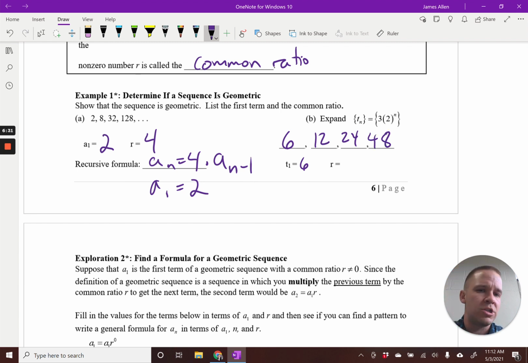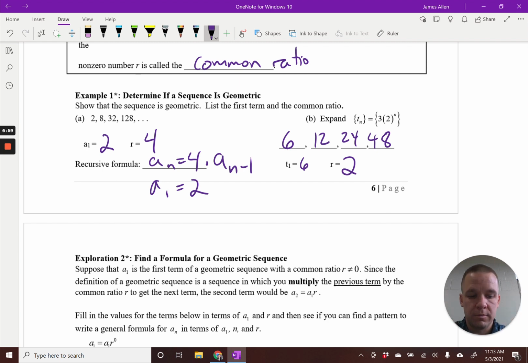What's happening each time? It's doubling, right? So if I took 12 divided by 6, that's 2. 24 divided by 12, that's 2. 48 divided by 24 is 2. My common ratio is 2. It's not that 3 that was there, it's the 2. Okay, so that is easy to mix up when we're first introducing this, okay? It's that number, the base of the exponent there, that would be our common ratio.